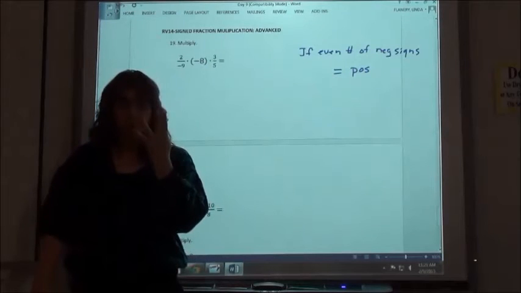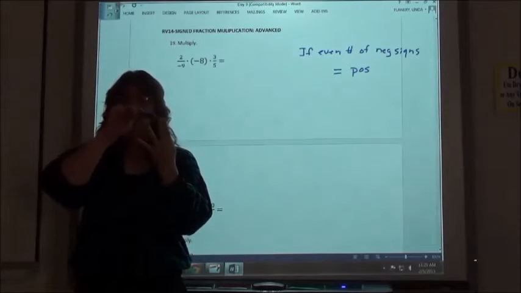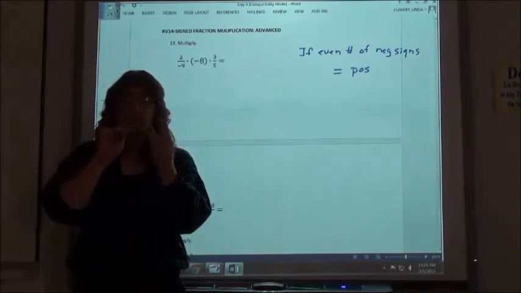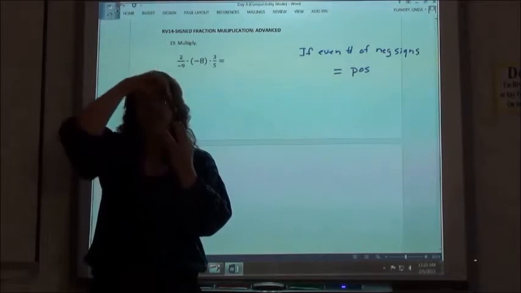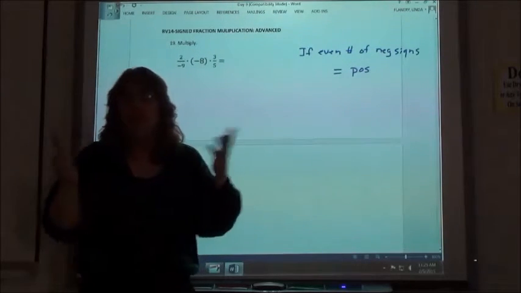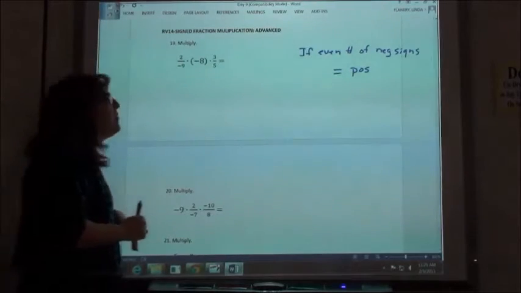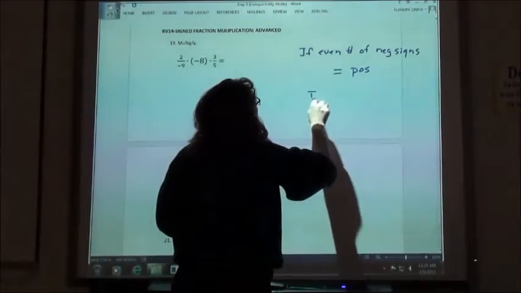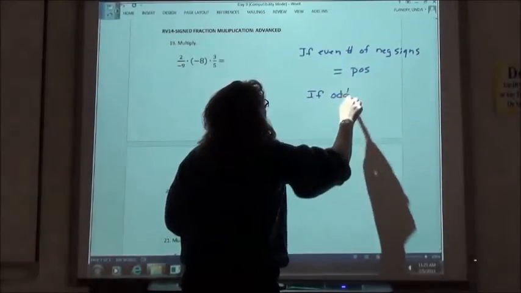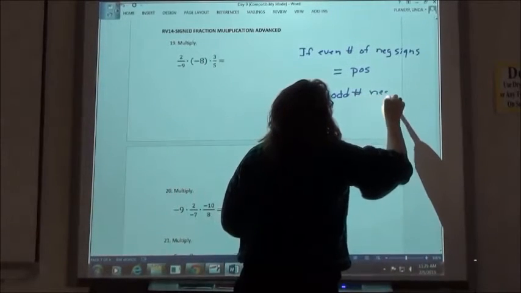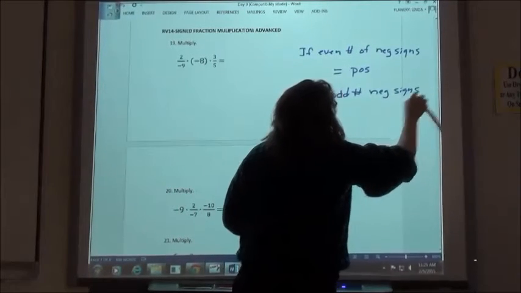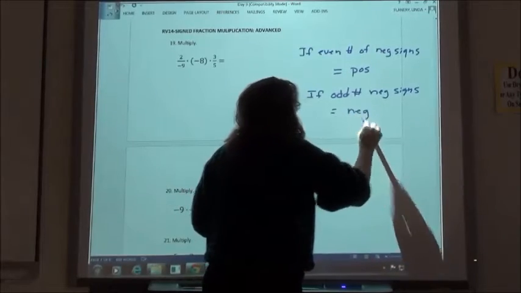If I have 4 negatives, I have a negative times a negative, which is positive, another negative times another negative, which is positive, and then I end up with a positive times a positive, which is positive. So if there's an even number of negative signs, it's positive. If there's an odd number of negative signs, then it's going to be a negative.